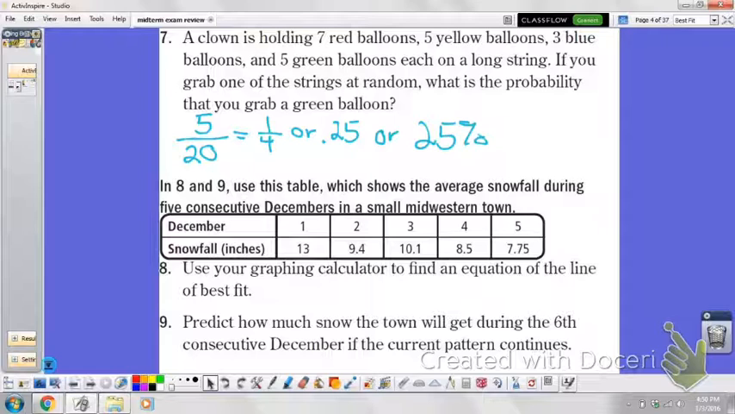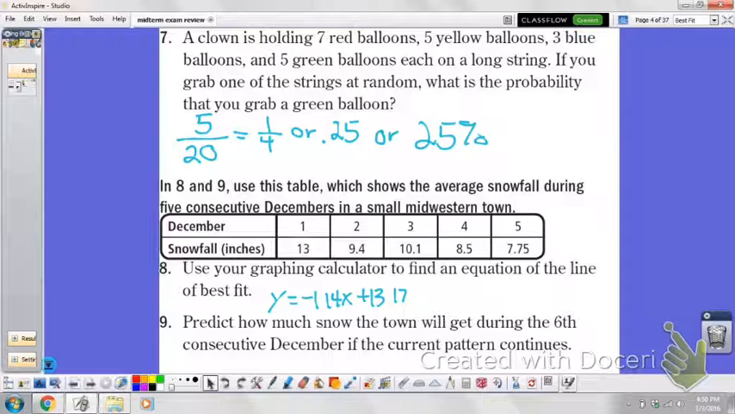Once you do that, you hit stat, go to the calculate menu, down to linear regression, and it gives you your slope and your y-intercept. And in this case, you get the equation y equals negative 1.14x plus 13.17.